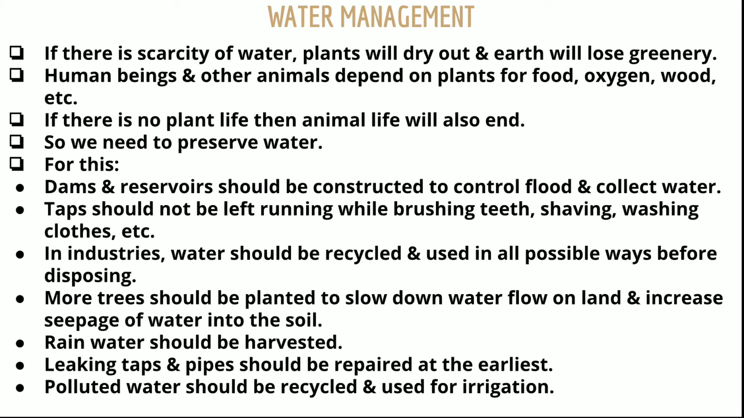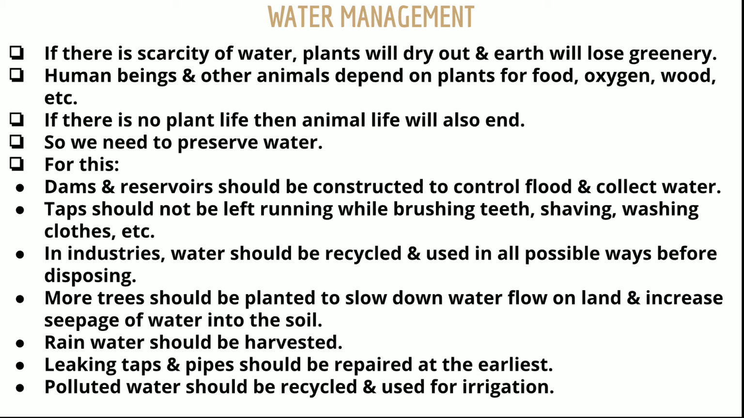Then in industries, water should be recycled or used in all possible ways before disposing. Okay, water should be recycled. Then more trees should be planted so that we can slow down the water which is flowing on the land, and thereby increase the seepage of water into the soil. Okay, then rainwater should be harvested.